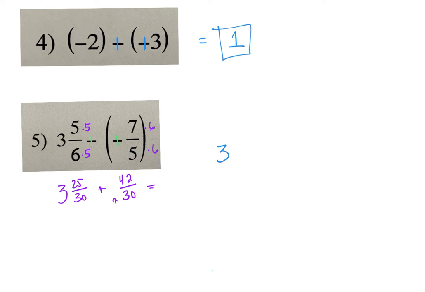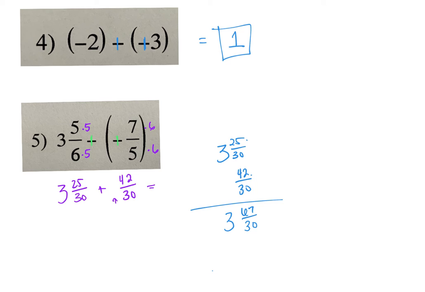You can line them up too, so if you prefer going vertically with these, you can. All right, same thing. 3 and nothing. And we're going to figure this out in a second. 25 and 42, what is that? 67/30. So here we have a problem.